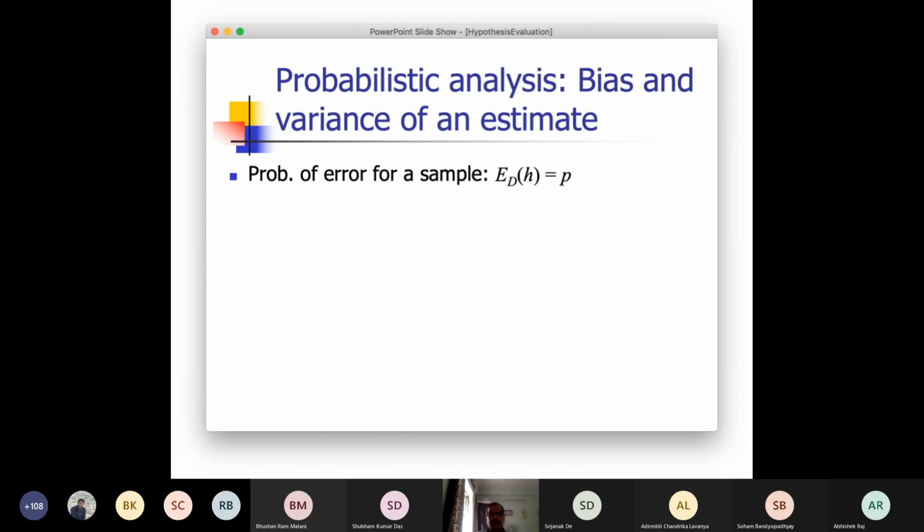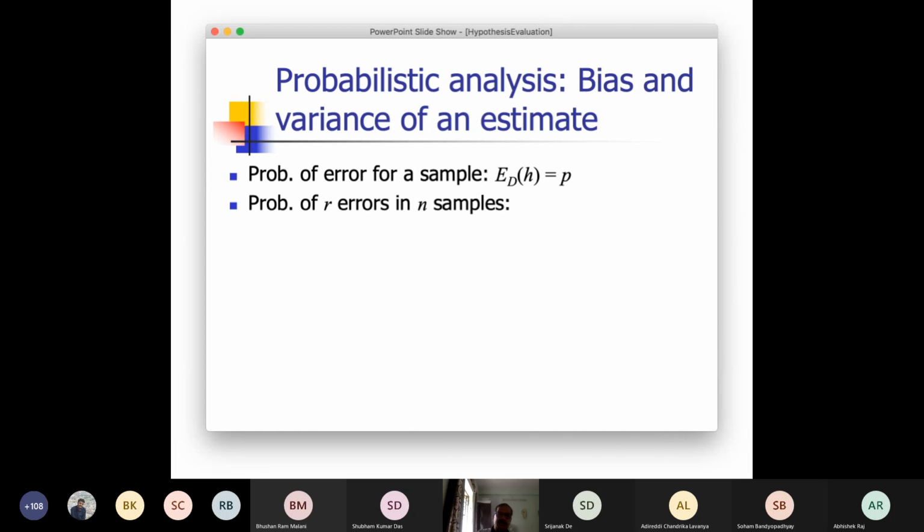Will be coming also. Let us consider once again how you define the bias and variance probabilistically. If you consider it a random variable, in this case your probability of error for a sample we considered p. So p is the parameter which you have estimated. In the Bernoulli process, the probability distribution has the parameter p, as you understand.